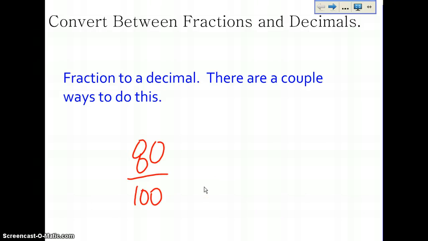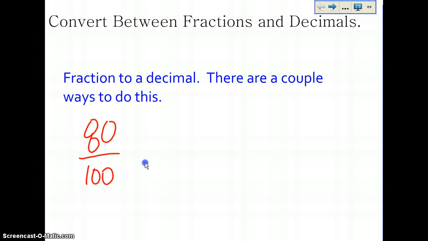Okay, this next lesson is on converting between fractions and decimals. So fraction to a decimal we'll start off with, and there are a couple ways to do this. I'm going to show you with 80 over 100. Now, the key to this is 80 over 100, I already know what the decimal place is because I have two zeros here, and I'm going to move the decimal two places. So the actual decimal is 0.8. And that's converting that fraction to a decimal.